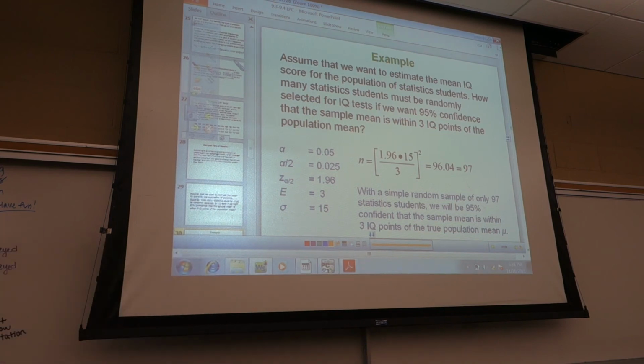Okay. And don't forget your error. If you find within, that's how you find your error. So my error is 3 in this case.